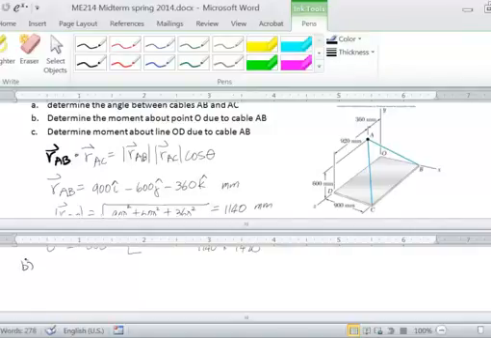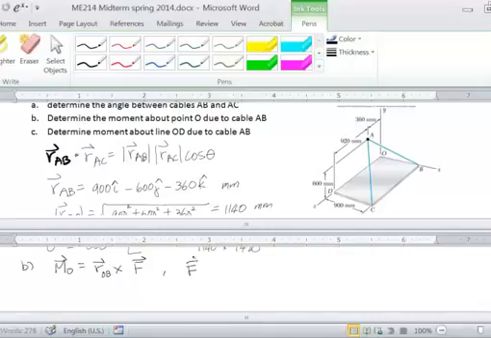Part B, we're looking for the moment about the point due to cable AB. So to refresh your memory, moment O is R cross F. The question is, there are two options of R. Which R are we looking at? Since we're looking at tension in cable AB, we can either do OA or OB. OB seems easier, so I'm going to do that.